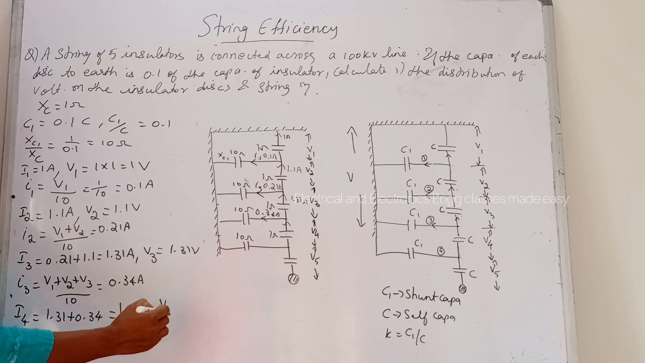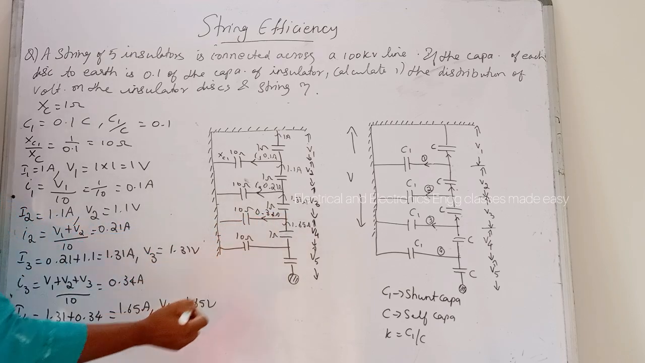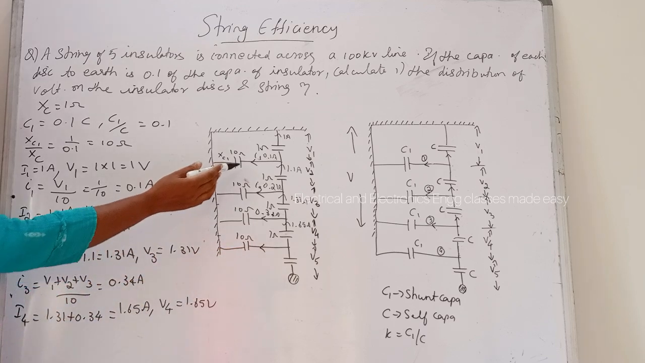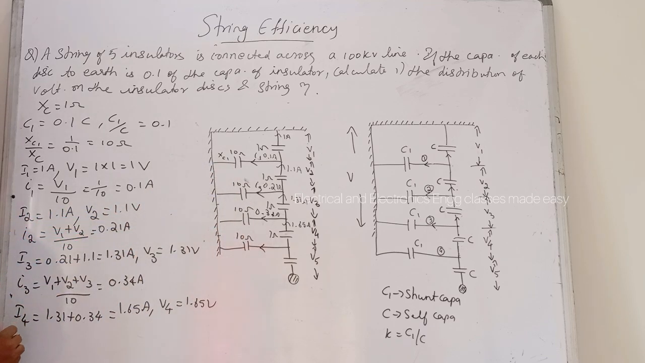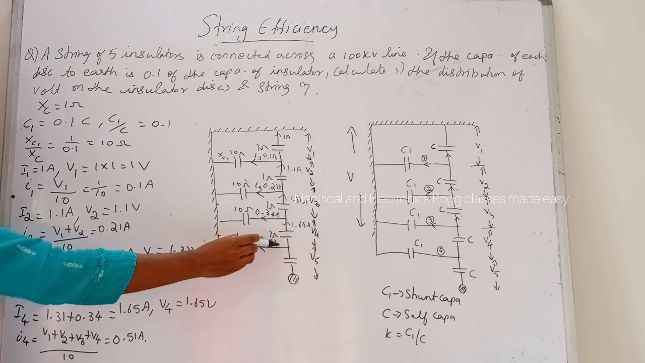And what will be V4? So V4 will be 1.65 volts. So this is 1.65 amperes. Now we can find the value of this current, that is i1, i2, i3, i4. So small i4 is equal to (V1 plus V2 plus V3 plus V4) divided by 10, and that is equal to 0.51 amperes. So this is 0.51 amperes.